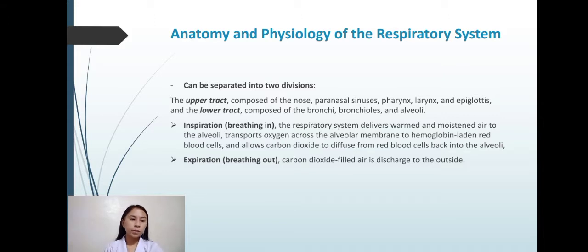Through the process of breathing in and out, the lungs and respiratory system allow us to breathe. Bringing oxygen into our bodies is called inspiration or inhalation, and sending carbon dioxide out is called expiration. This exchange of oxygen and carbon dioxide is called respiration.